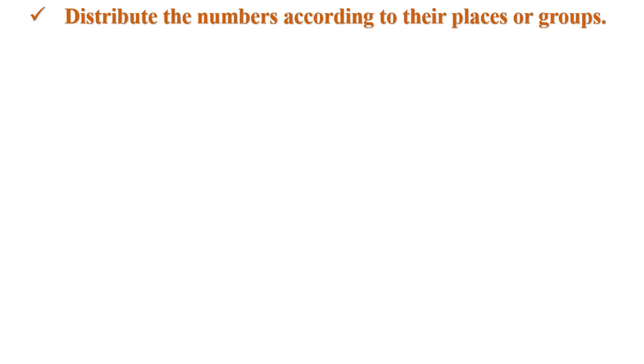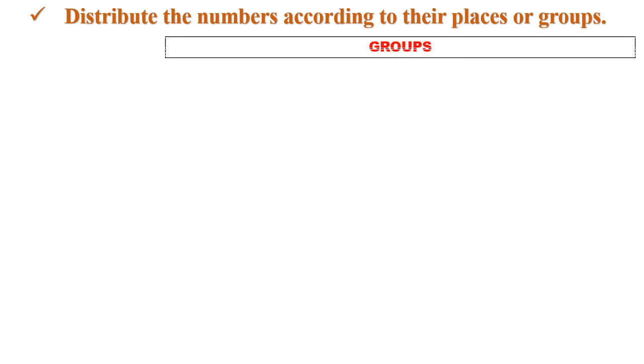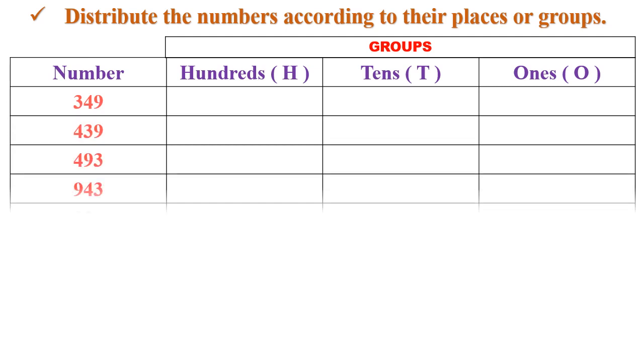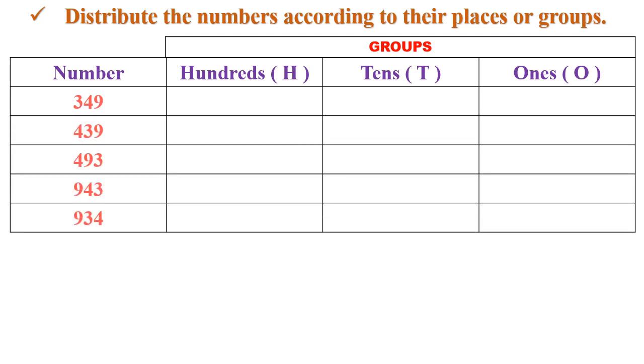Do you know, students, how we can distribute the numbers according to their places, according to their groups? What are the places? What are the groups? Let us see. Here I am giving one table to you. On one side the number is there, on another side some groups are there. Groups like hundreds, tens, ones. If you don't want to write down the whole spelling of hundreds, tens, ones, instead of that we can write capital H, capital T and capital O.